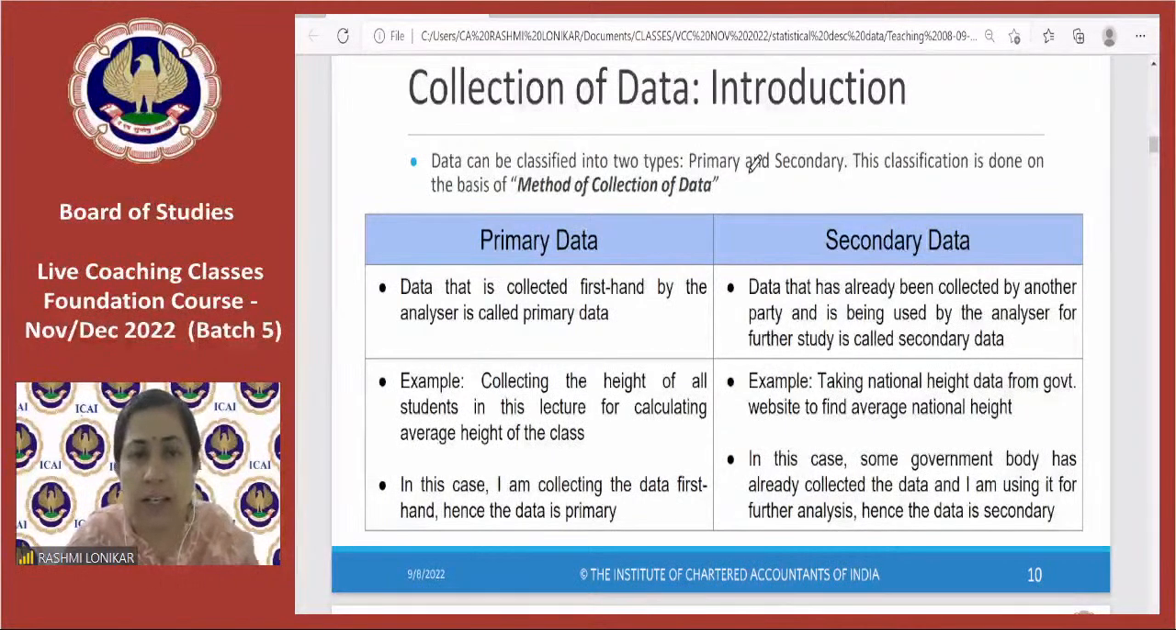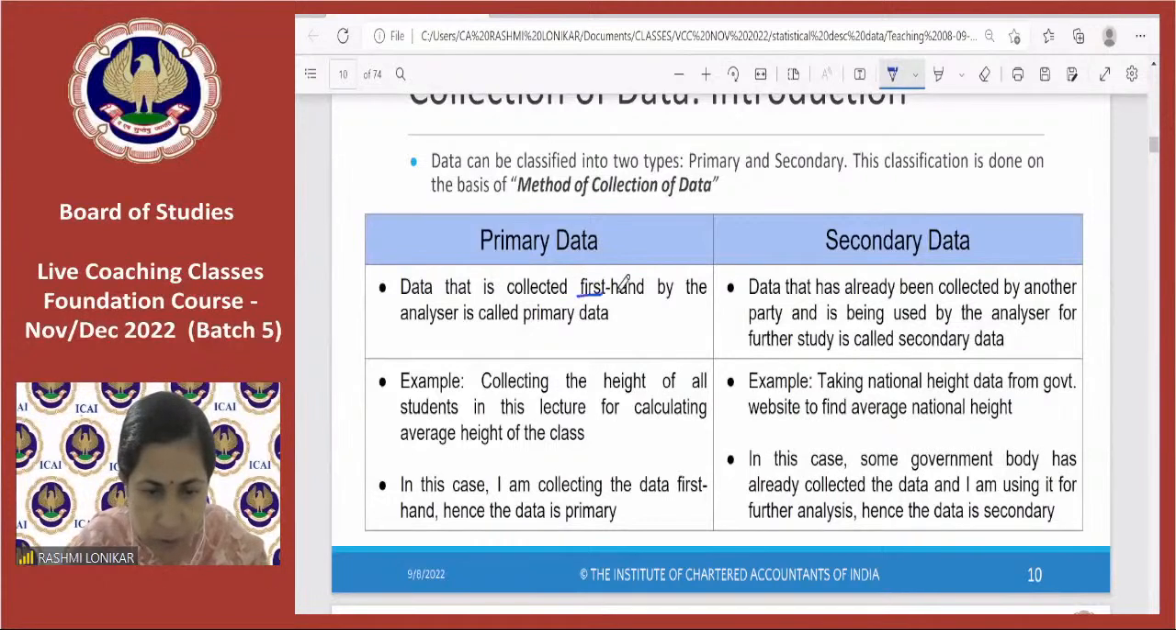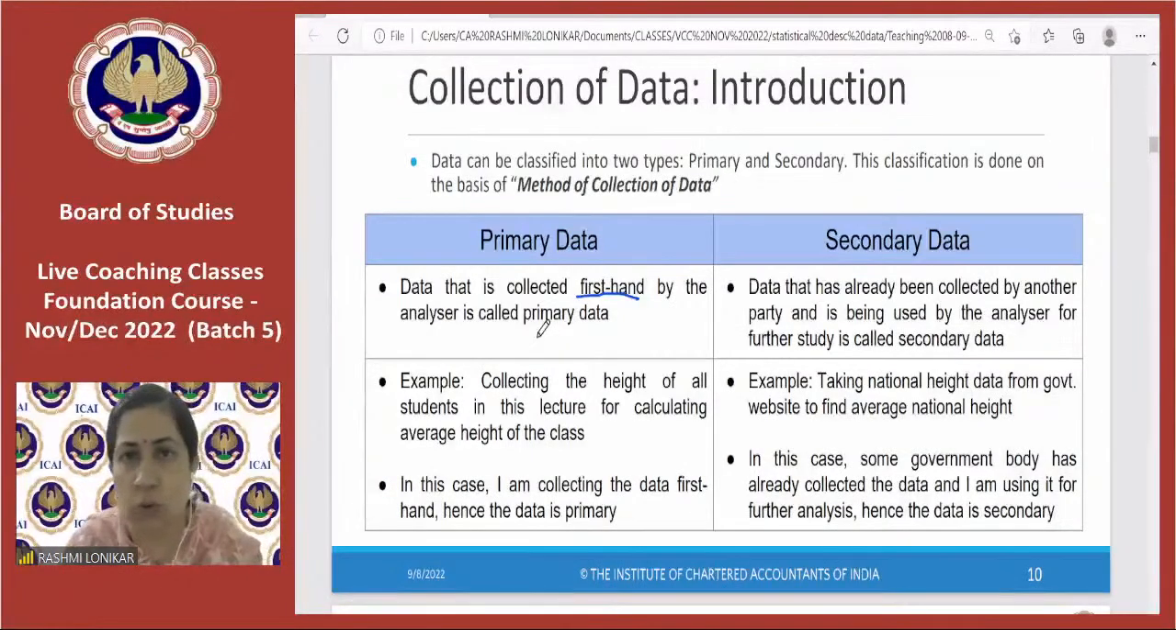Data which is collected first hand by the analyzer is called primary data. Your PT teacher in the school will ask you to stand in a line, and then for each student he will call, he will take your weight, he will take your height. That is known as primary collection of data.